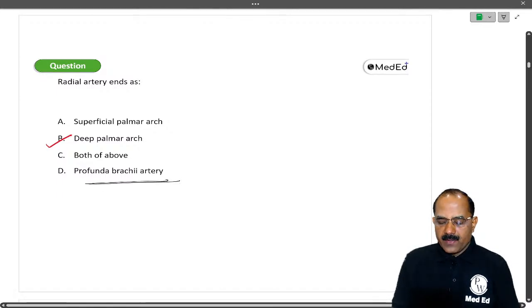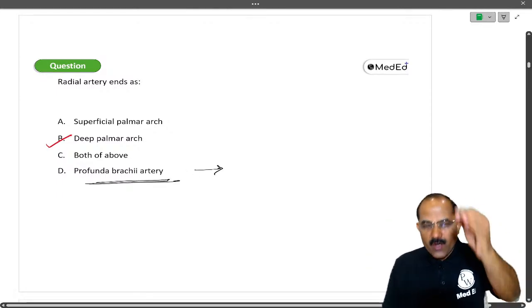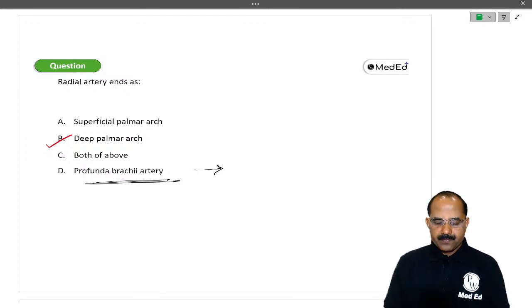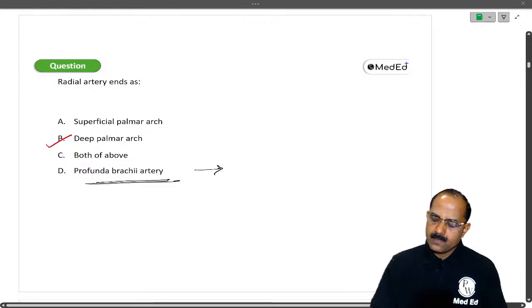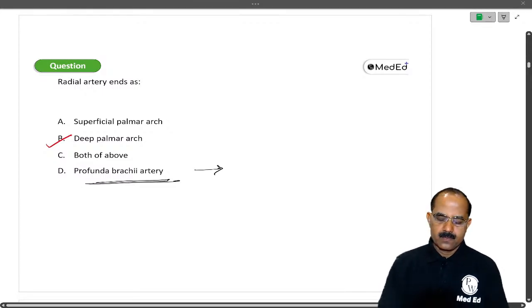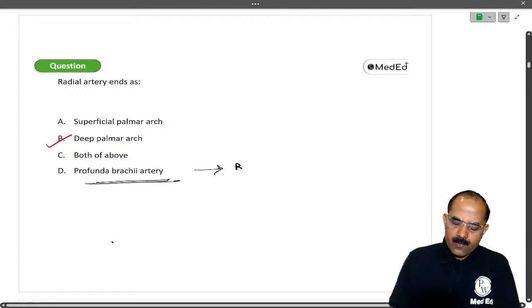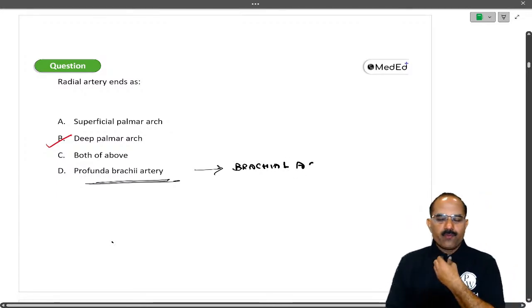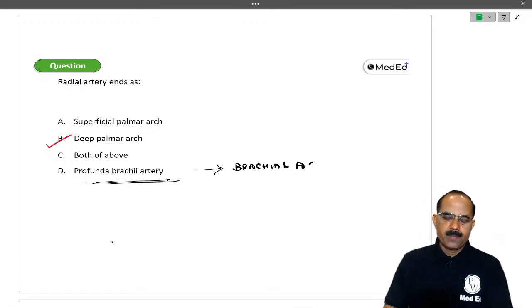Profunda brachii artery is a branch of which artery? Any guesses? Profunda brachii artery is a branch of the brachial artery. It's a deep branch of the brachial artery.